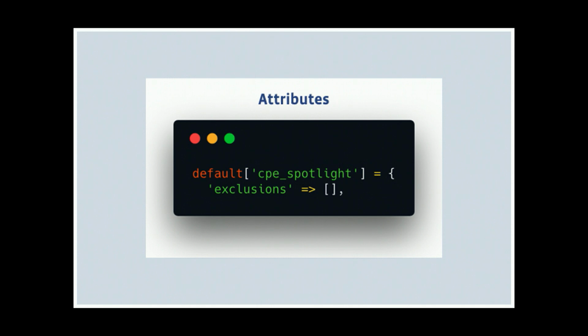Here in the attributes file of the CPE Spotlight cookbook, we're again setting the default value to nil because we don't want anything to be applied when Chef runs unless some other recipe makes the decision to have a value added. Because it's an array inside of a hash, it's basically just a list of folders. We're declaring it empty rather than nil. That way it won't get confused later when we try to add something to that array.